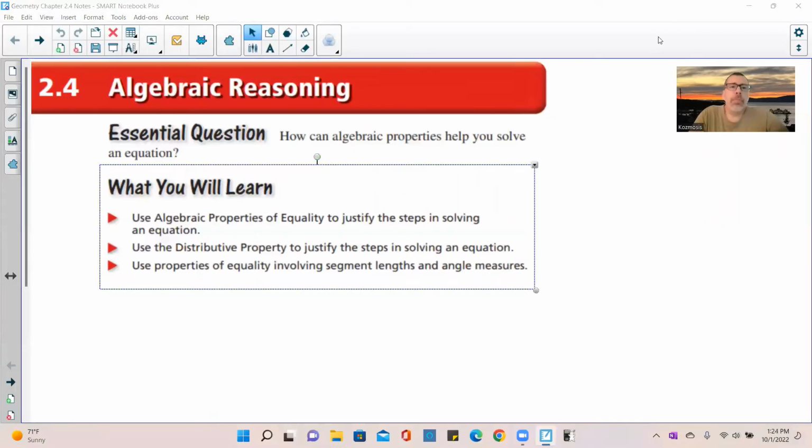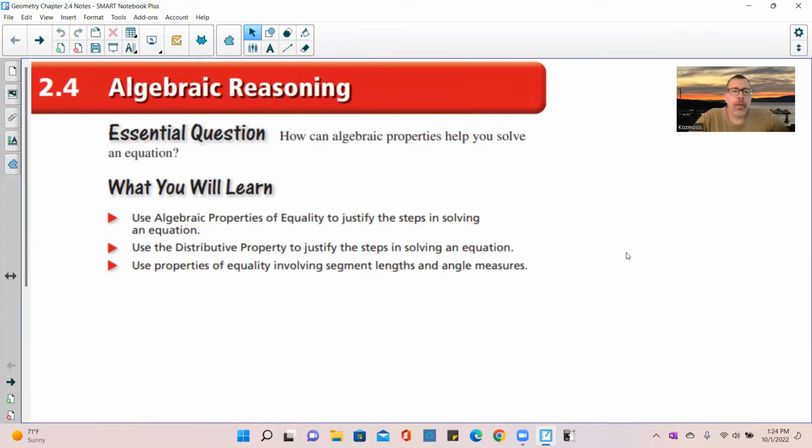All right, this is chapter 2.4, Algebraic Reasoning. And the essential question is, how can algebraic properties help you solve an equation? What you will learn in this chapter, that's the plan anyway, is to use algebraic properties of equality to justify the steps in solving an equation. Okay, so we're going to be solving equations and then justifying each step.